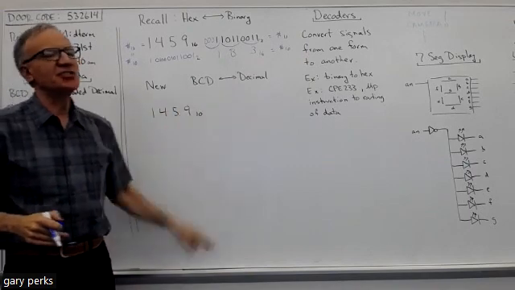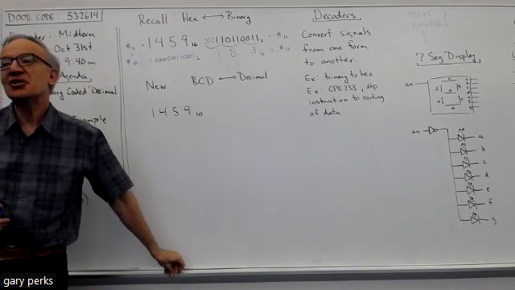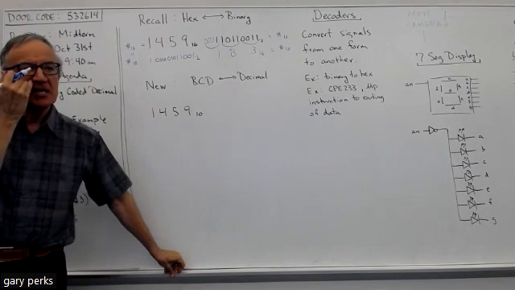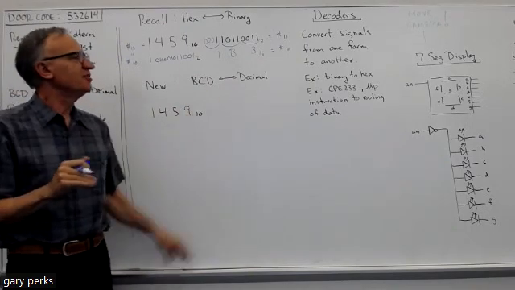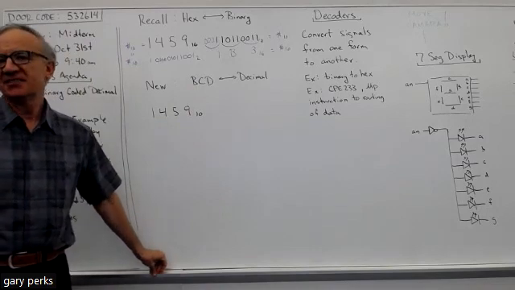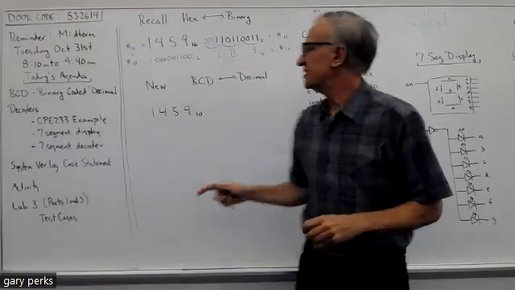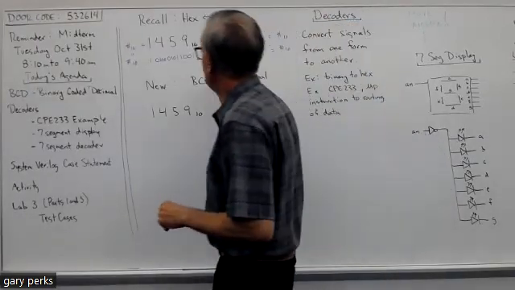When you're doing this, you are not doing base conversion. It's going to look a lot like when we do base conversion between binary and hexadecimal, but that's not what we're doing here. Binary coded decimal is not like a base. What binary coded decimal is, is a subset of binary.